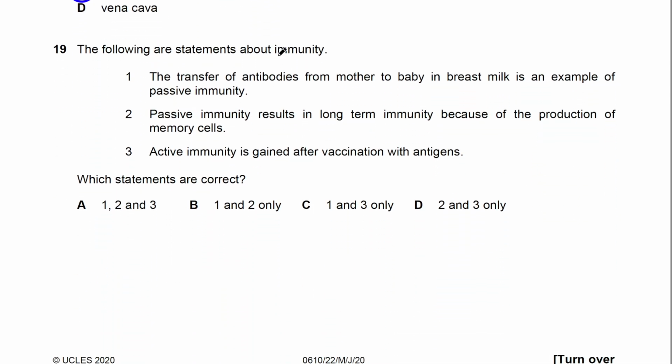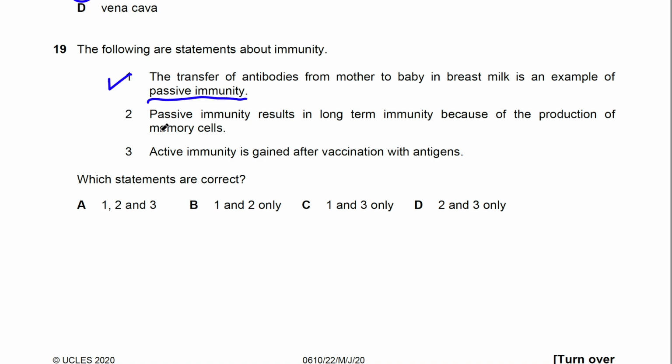The following are statements about immunity. Okay, the first statement: the transfer of antibodies from mother to baby in breast milk is an example of passive immunity. That's right, passive, that means my body as a baby is not doing any job, it directly receives the antibodies ready. So one is 100% right.